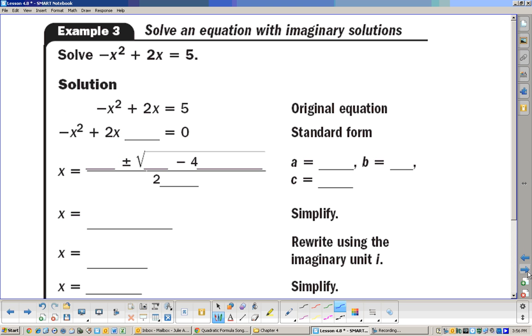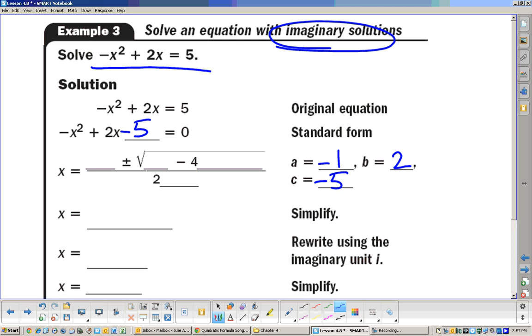All right, so we can get 2 solutions, we can get 1 solution, we can even get imaginary solutions. So let's see what happens or why that would happen. This time the equation they start us with is not ready to go. We would have to subtract that 5 from both sides to get it equal, or to put it in standard form. Now my A is negative 1, B is 2, and C is negative 5.